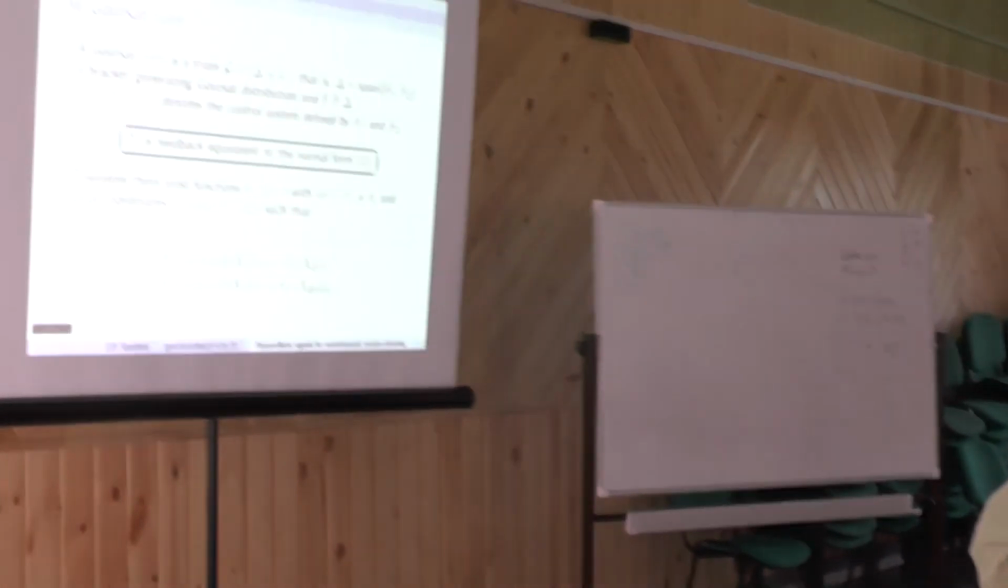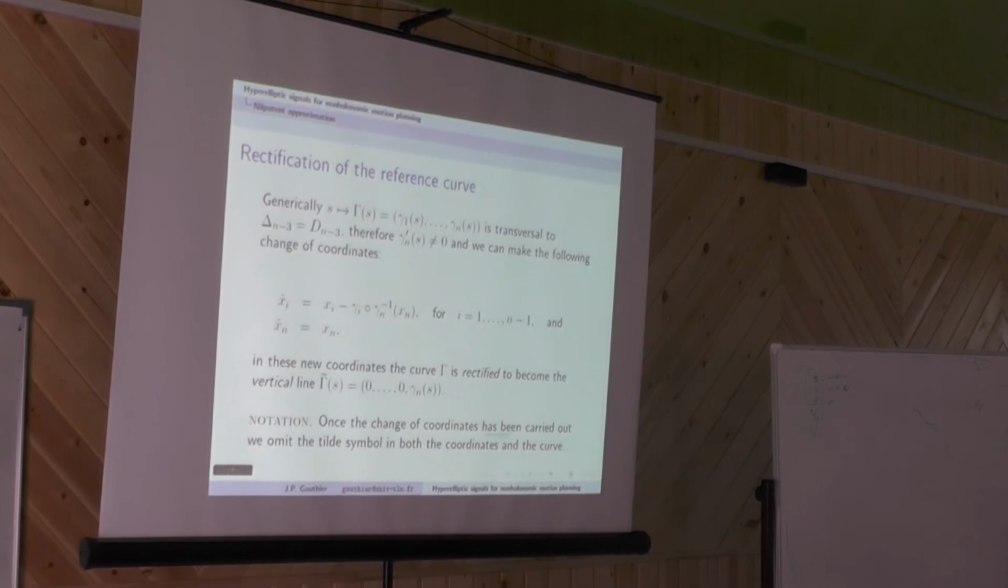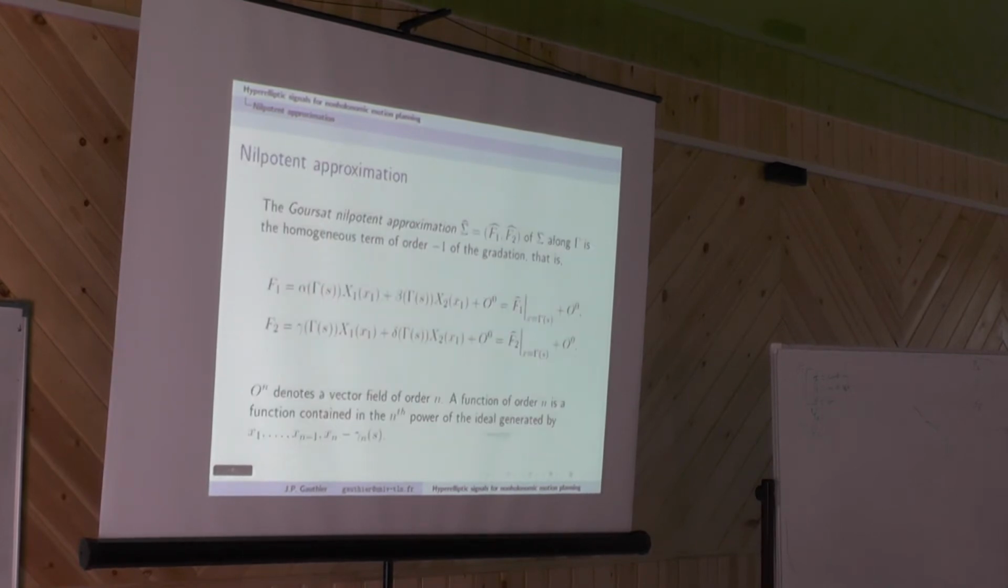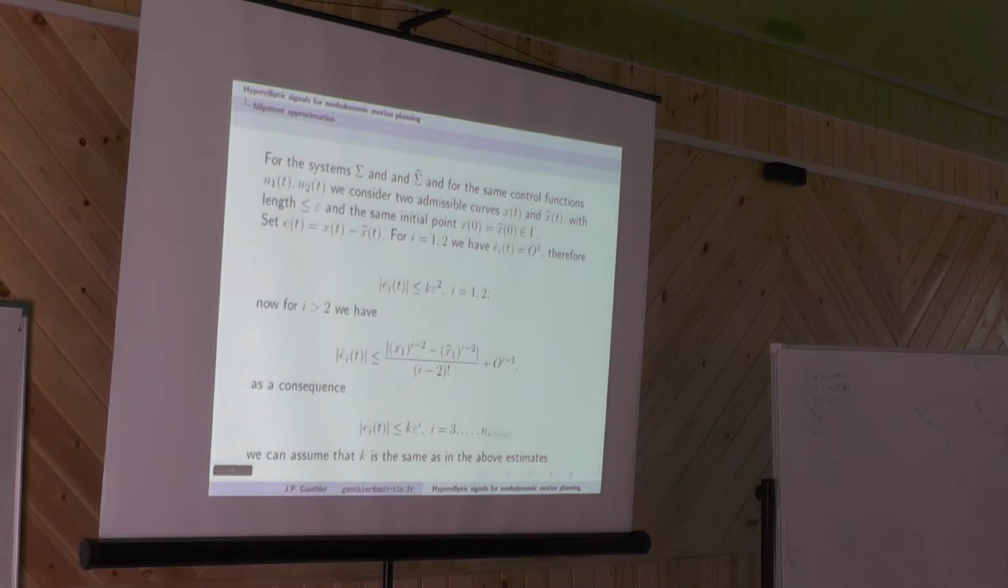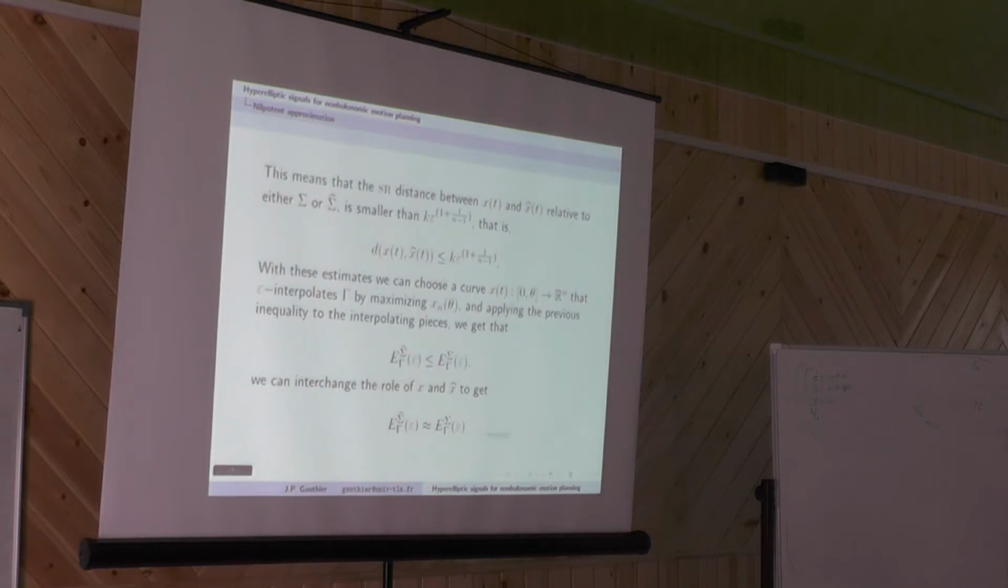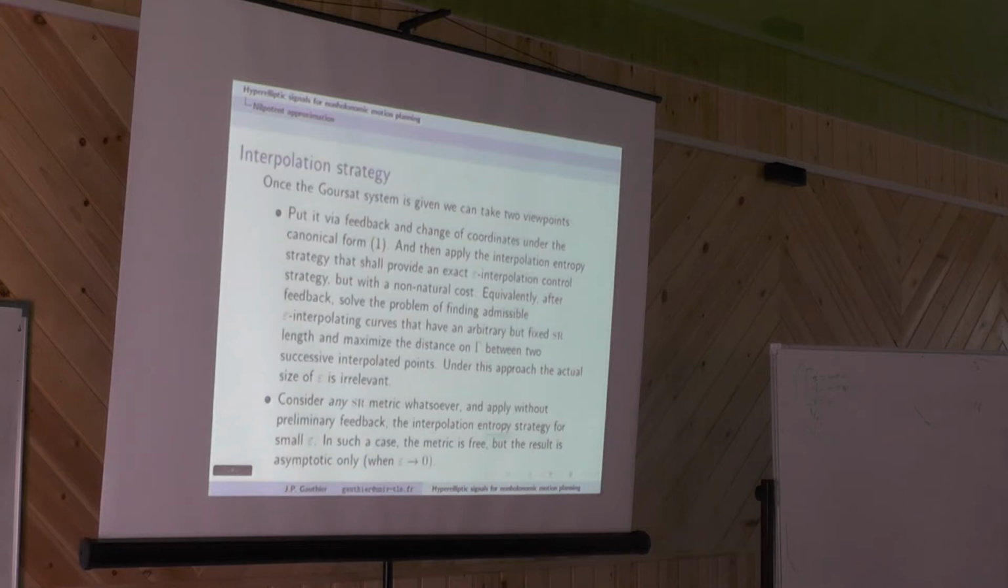Then, okay, I explain this. There is the story of nilpotent. So nilpotent approximation is nilpotent approximation. So it is the same in van Weber coordinates. So let me jump. Here I gave the proof, the general proof of the fact that in this problem of interpolation entropy you can restrict to nilpotent approximation, but this is not too important in that case.